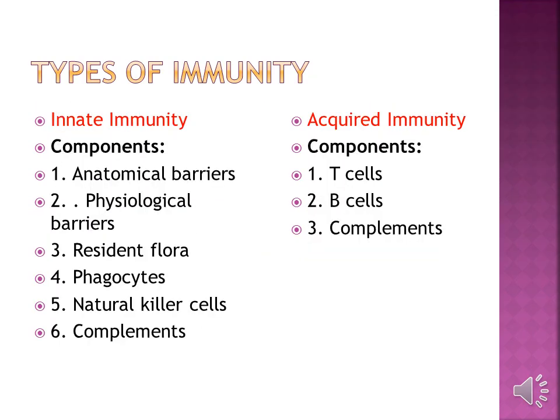So now what are the components of innate immunity? This we will see in detail. So anatomical barriers, physiological barriers, then resident flora, phagocytes, natural killer cells and complements present in blood. And the components of acquired immunity are T cells, B cells and complements.